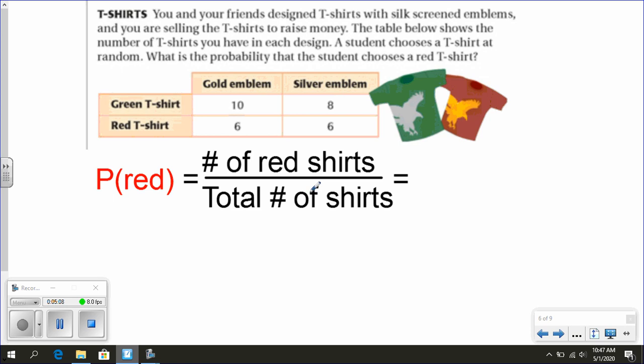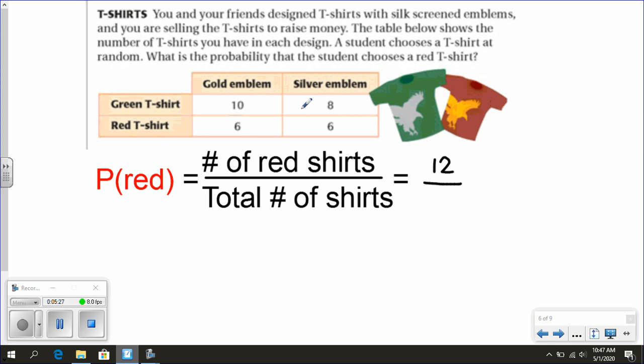Well, if we look at our diagram here, we see that there are 6 red t-shirts with gold emblems and 6 red t-shirts with silver emblems. So that means that there's a total of 12 red t-shirts. Well, what's the total of t-shirts altogether?